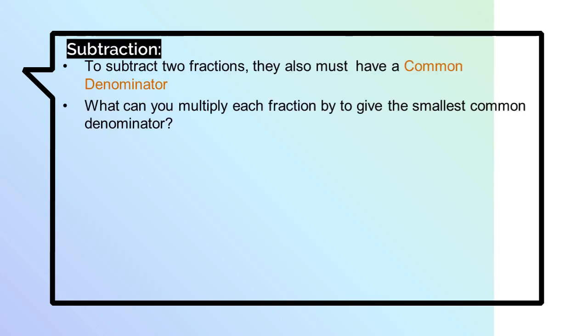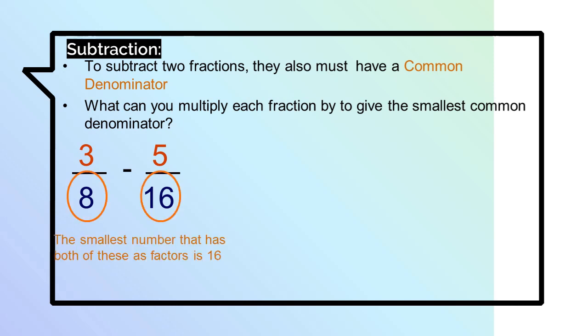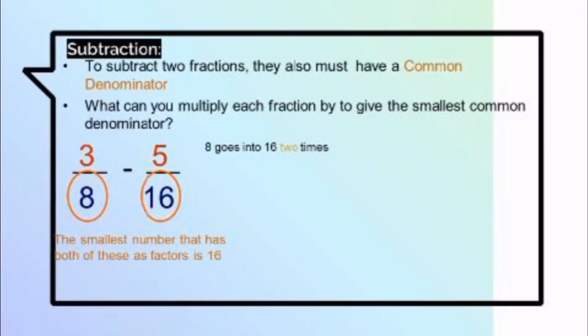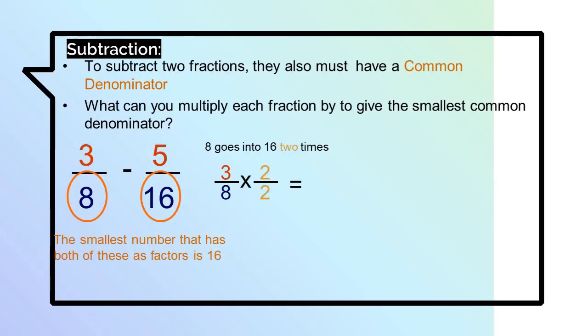The same goes for subtraction. Let's have the same fractions as example. 3 over 8 minus 5 over 16. The smallest number that has both of these as factors is 16. Let's have the first fraction first. 8 goes into 16 two times. That means 3 over 8 times 2 over 2 equals 6 over 16. Let's put it down here.